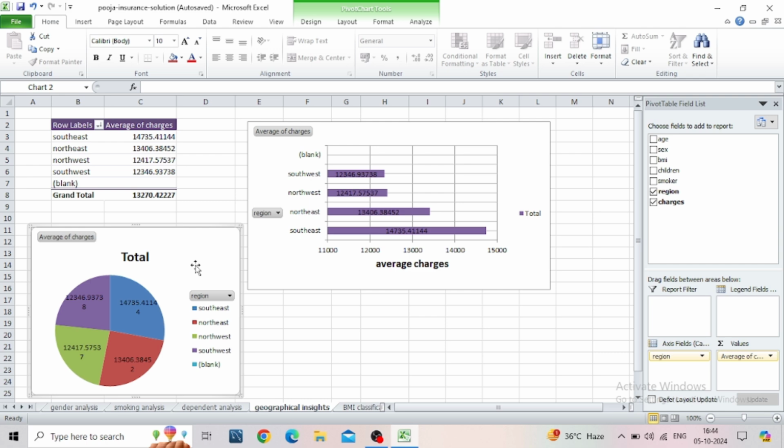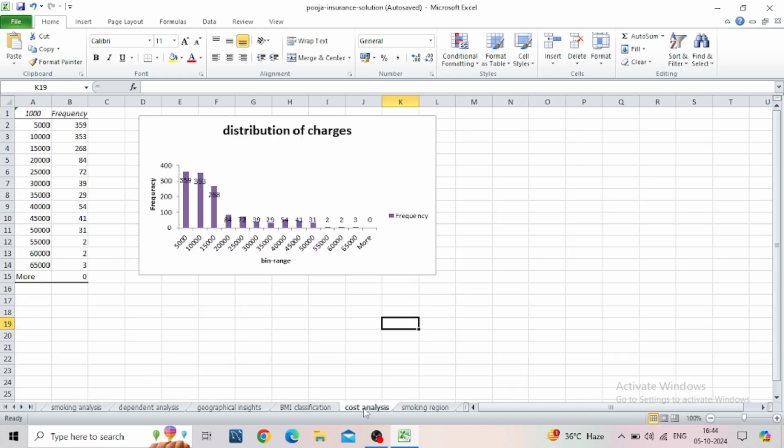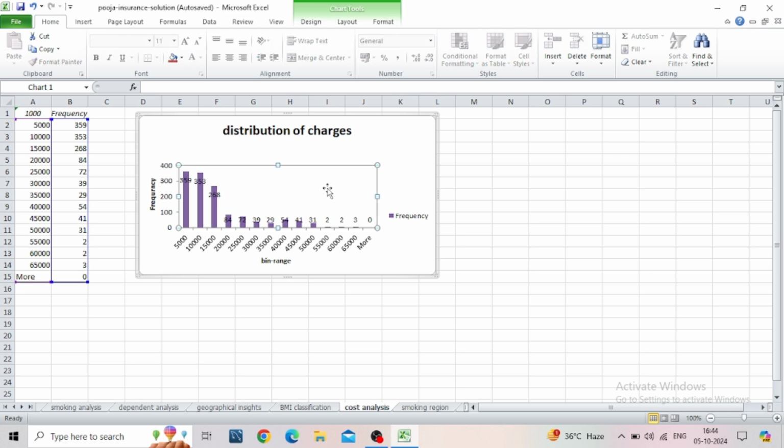So, task 6 is cost distribution analysis. In this task, I analyze the distribution of medical charges to understand spending patterns among the dataset. To do this, I created a histogram which visually represents the frequency of medical charges across different ranges. These are the ranges.